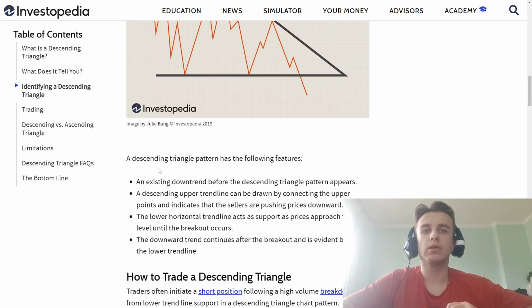The lower horizontal trend line acts as support as price approaches this level until the breakout occurs. The downward trend continues after the breakout, when the price moves below the lower trend line.